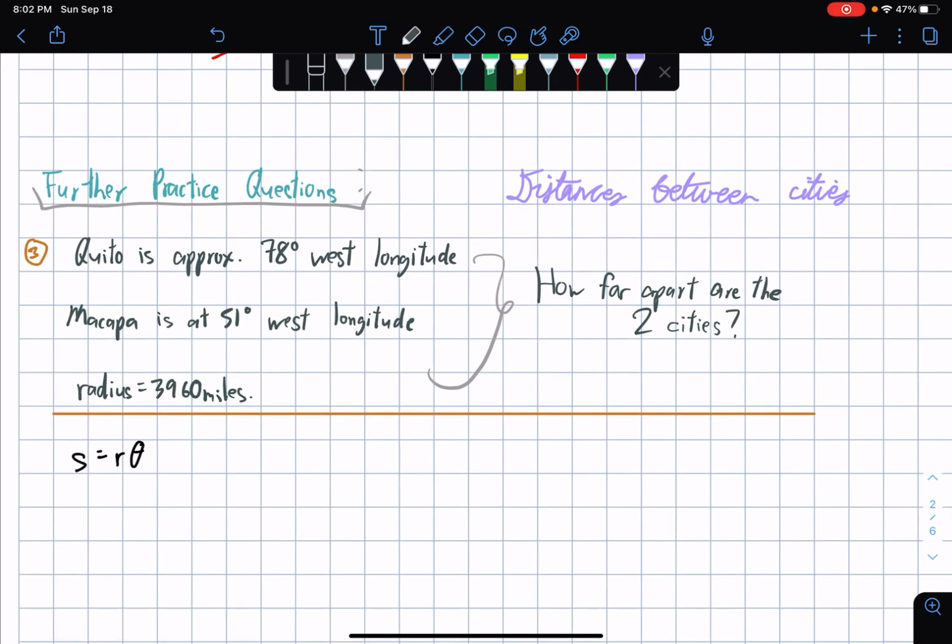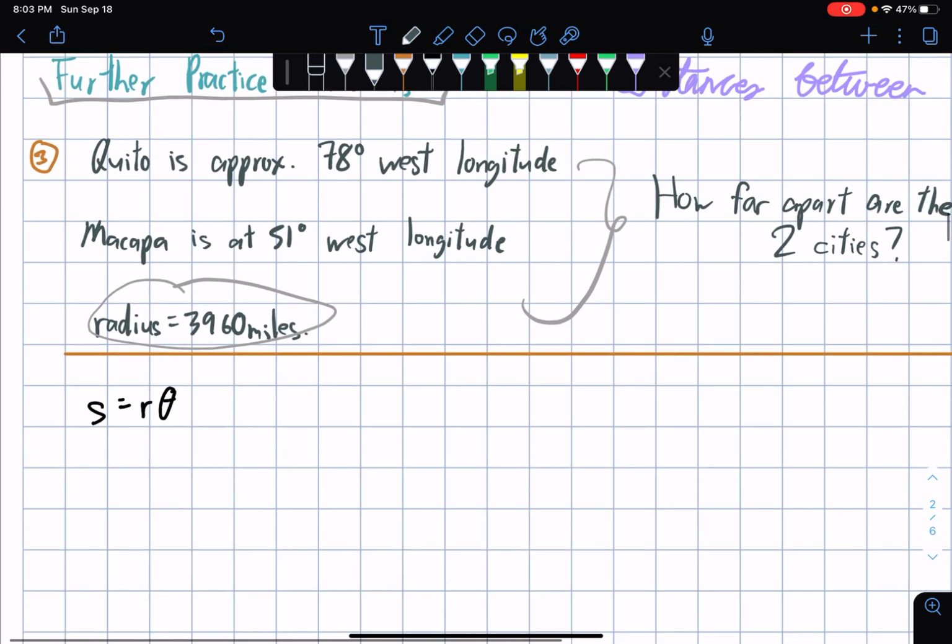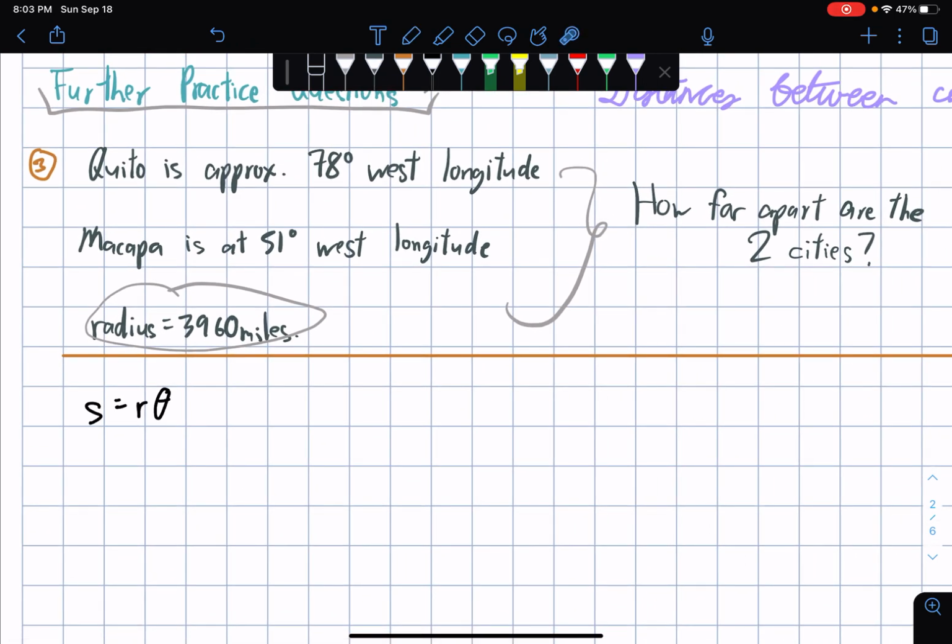So Quito is approximately 78 degrees west longitude, and Macapa is at 51 degrees west longitude also. And the radius is 3,960 miles. So the question is, how far apart are the two cities, Quito and Macapa? So first thing we need to do, we know the value of radius, but we don't know the exact value of theta. But we were given a clue: 78 degrees and 51 degrees.